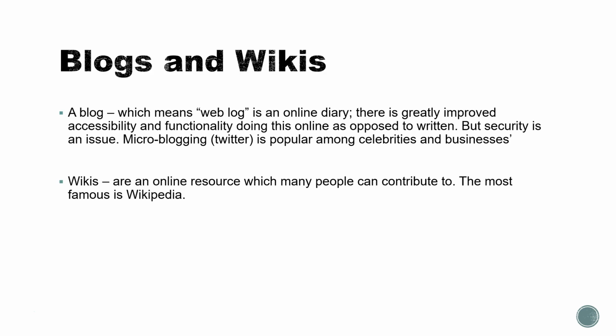Finally, you've got blogs and wikis, two pretty straightforward things. Blogs means weblog, like an online diary. So websites such as Blogger, you will be able to do that with. And obviously, compared with a written diary, it has greatly improved accessibility, functionality, and so on. You can make it look beautiful. You can have various different links to various places. So if you're reviewing the latest computer game, you could potentially link to where you could buy that from.